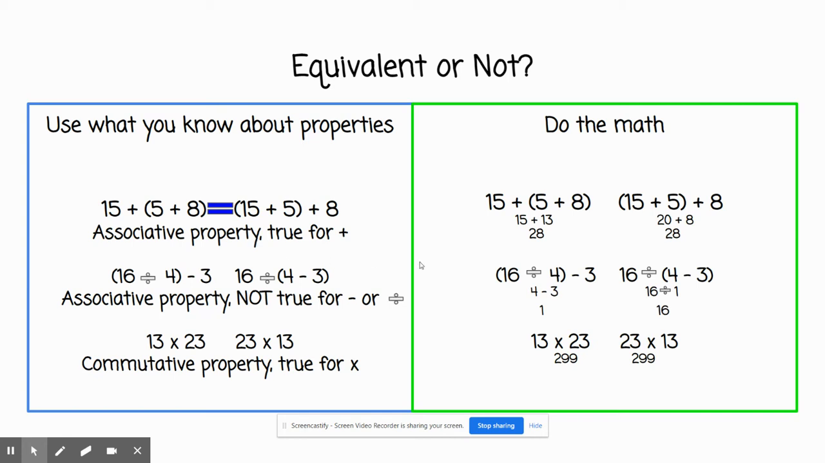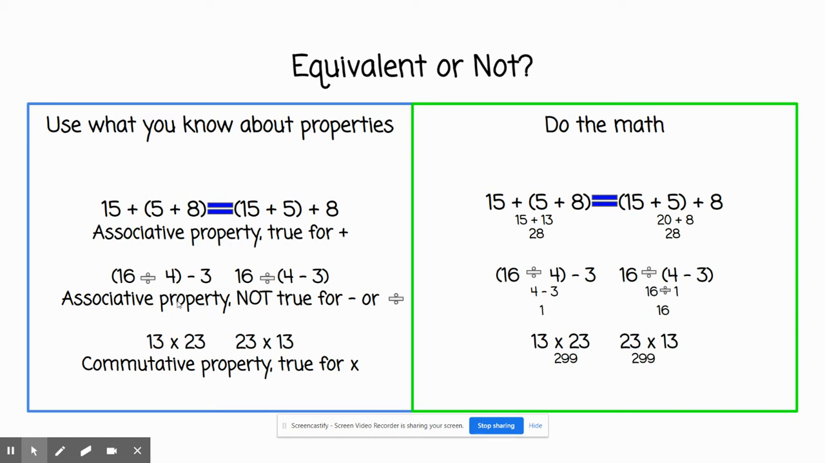The other strategy you can use, and the one that I prefer to use, is just do the math, figure it out. So when we figure out these two expressions, we end up with 28 for both of these. And then it is very clear that these two expressions are equivalent.